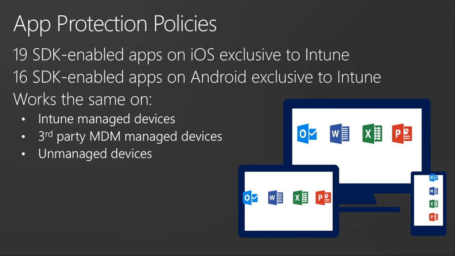We have 19 SDK-enabled apps, primarily Office on iOS. All of this is exclusive to Intune, so MobileIron and AirWatch, they can't use the Intune SDK without an EMS license. There's 16 SDK-enabled apps on Android, again, primarily Office, all exclusive to Intune. And as I've said a few times, this SDK doesn't matter what MDM you're using.